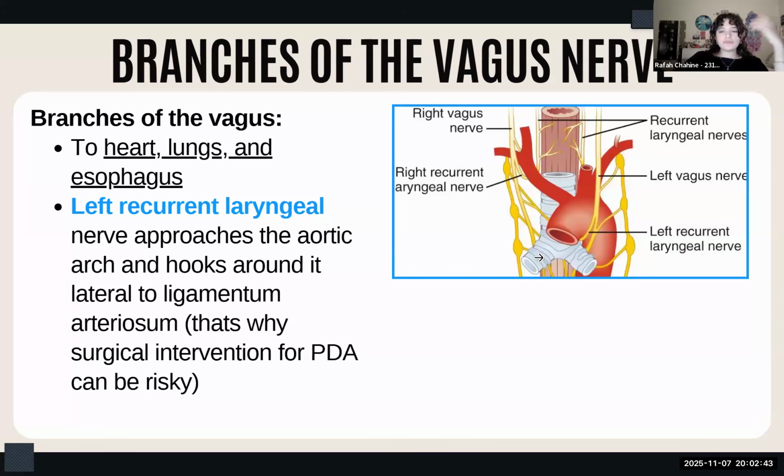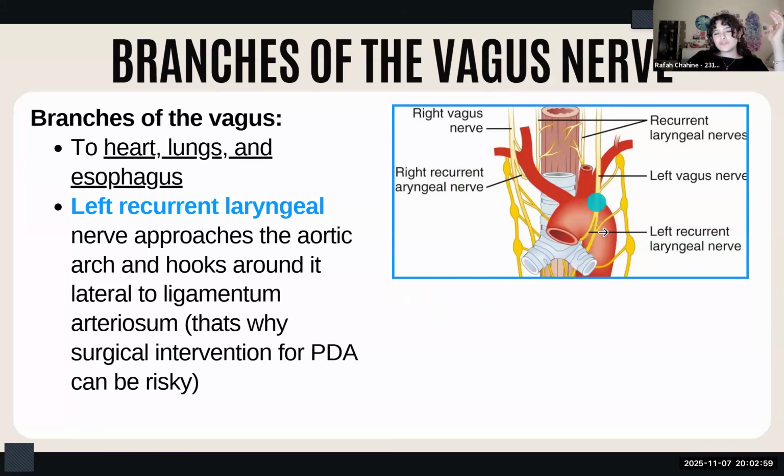It supplies organs of the upper abdomen. Now, another important branch of the vagus nerve, I'm pretty sure you've been hearing about this over and over again, are the recurrent laryngeal nerves. We have a left and we have a right. So this is your vagus nerve. It goes down. This is the left recurrent laryngeal nerve.